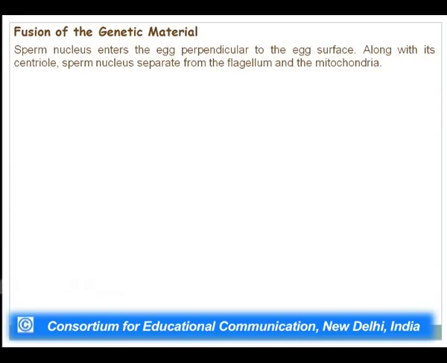Along with its centriole, the sperm nucleus separates from the flagellum and the mitochondria. So, looking at the early responses of the egg and the late responses of the egg, now we are looking at how the fusion of the genetic material will take place. The sperm nucleus enters along with the midpiece, which contains the mitochondria, and the tail, but as soon as it enters the egg, it separates from the mitochondria and the tail.